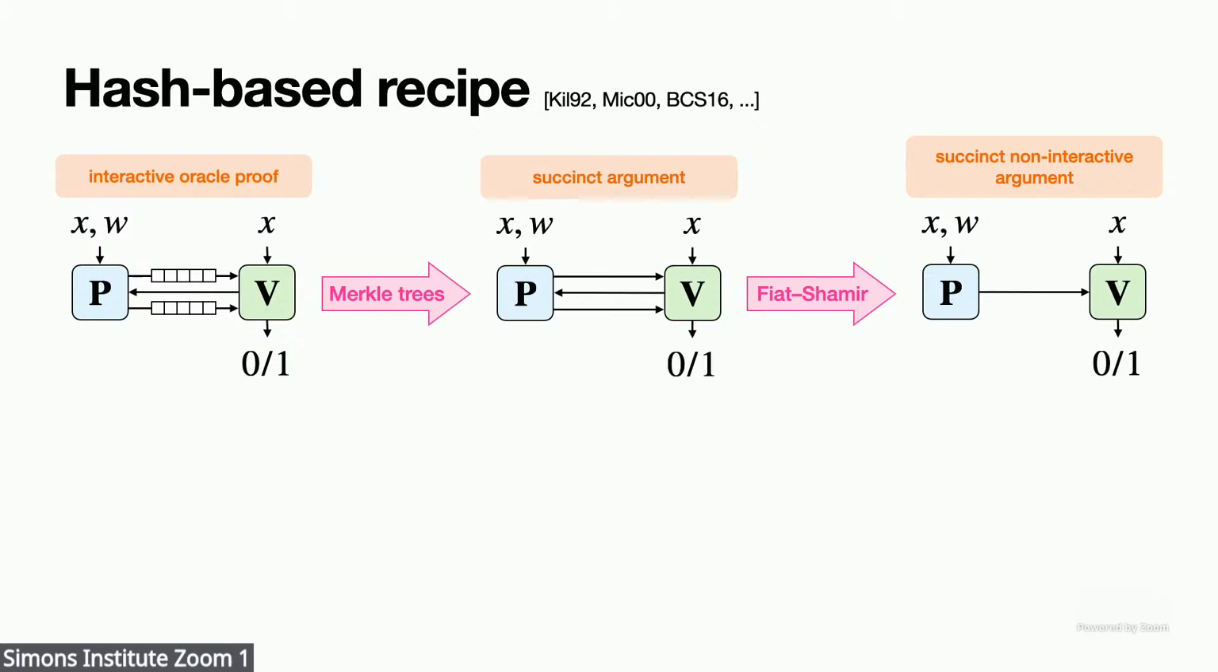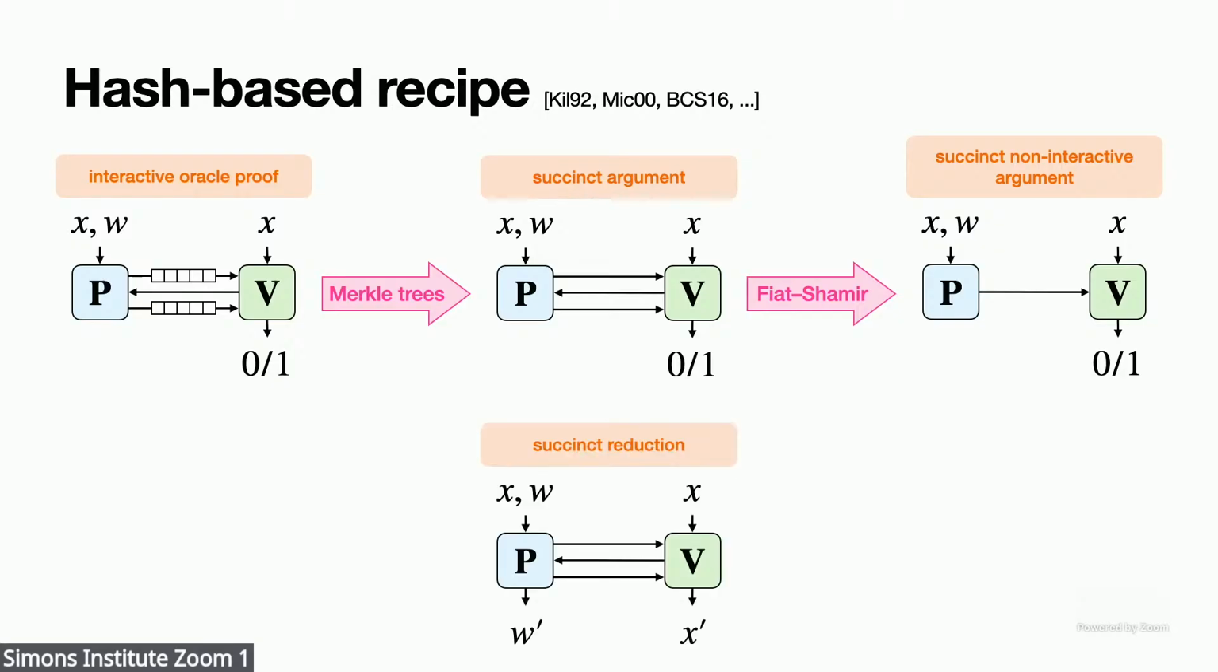And by compiling these two things together, we get a succinct argument. Okay. And if you want to make it non-interactive, then you can also apply Fiat-Shamir. So for folding schemes and more generally reductions, it's basically the same. So let's say I want a succinct reduction.